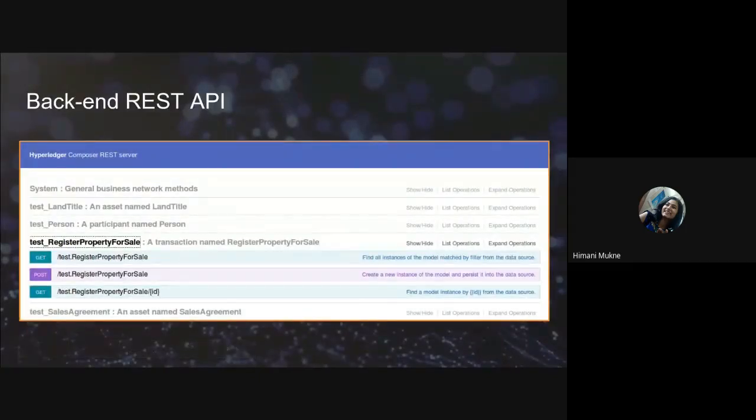So this is actually a screenshot of the backend. Unfortunately, I don't have my laptop right now. Otherwise, I would have loved to show you guys a demo of how the application actually worked. But we'll have to make do with the screenshots. So if you can see here, this is the back end of the application.